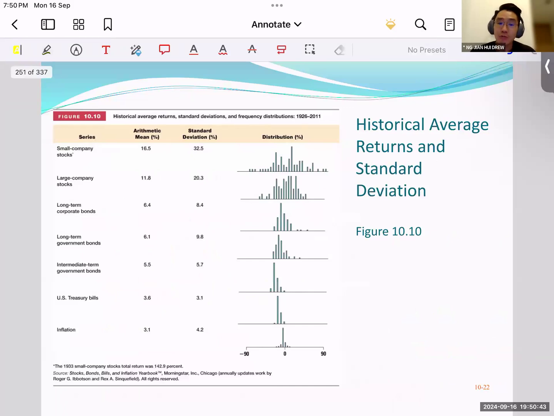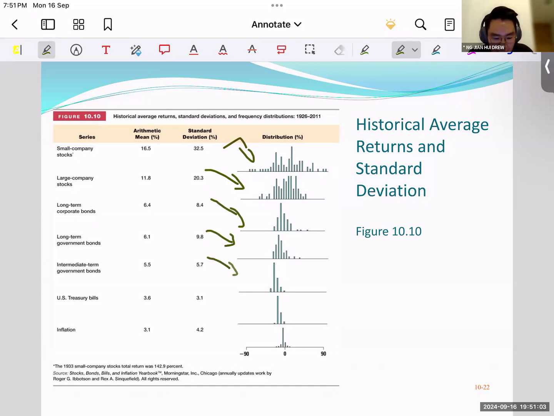Now we understand that risk is based on the variability, how varied the dispersion or the spread of the data is. Now, can we see from this distribution here, based on the variability of the spread, which one has the most spread or variability?